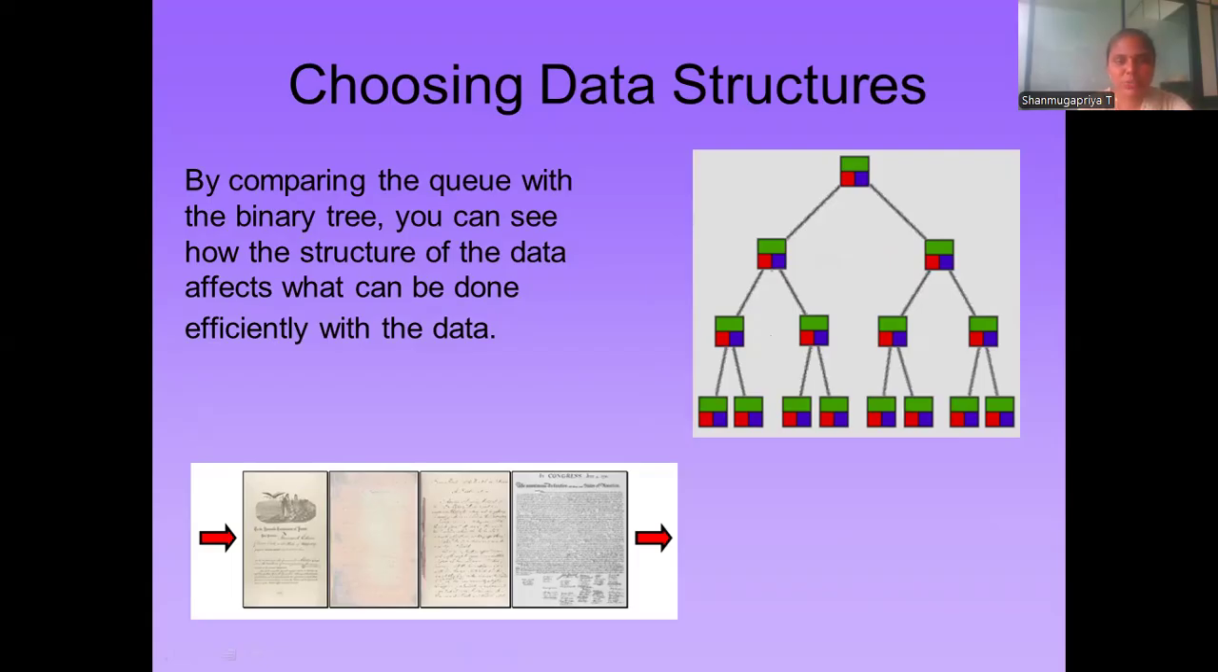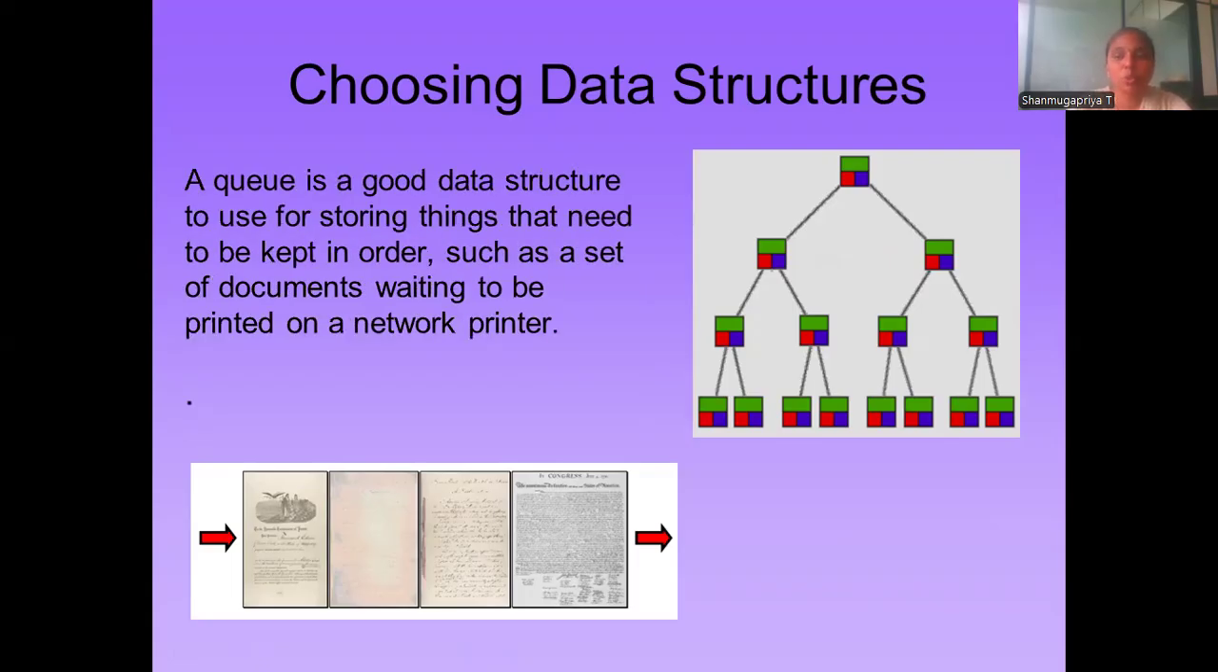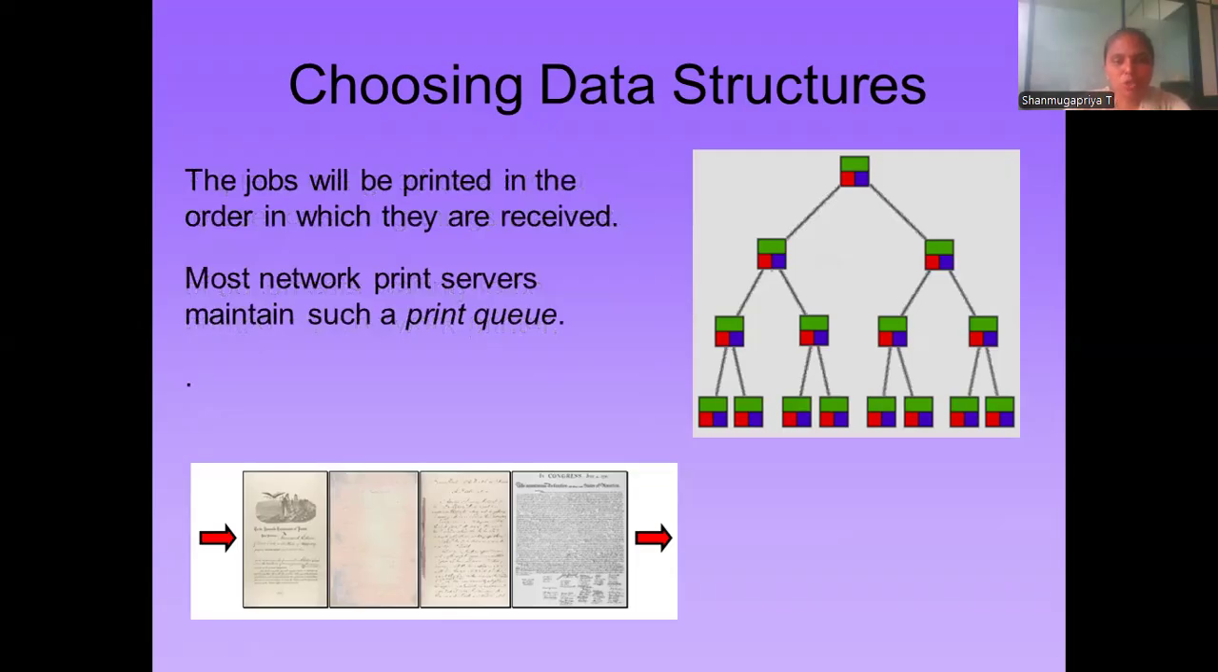A queue is a good data structure to use for storing things that need to be kept in order, such as a set of documents waiting to be printed on a network printer. So a printer is the best example to explain queues. If you send a document first, that will be printed first. The nth document will print after completing the n minus 1 document. So for printer applications, they use a queue data structure, and the jobs will be printed in the order in which they are received. Most network print servers maintain a print queue.